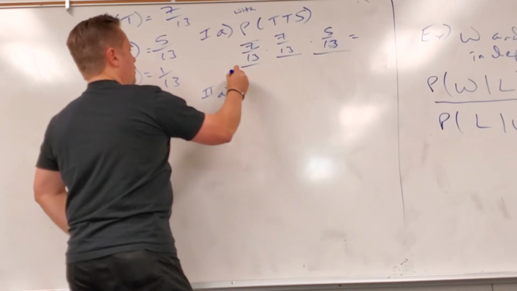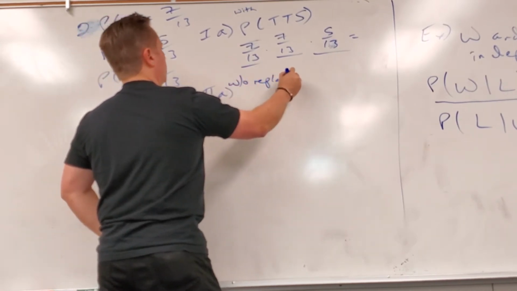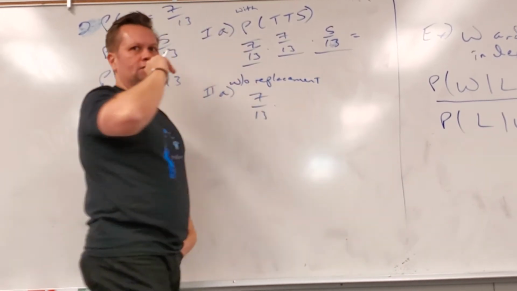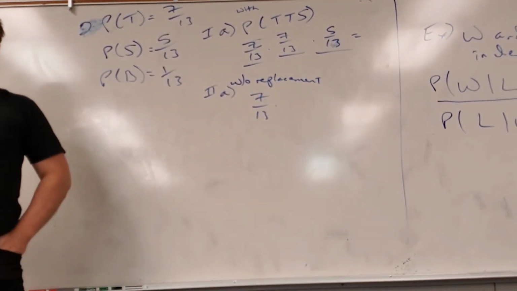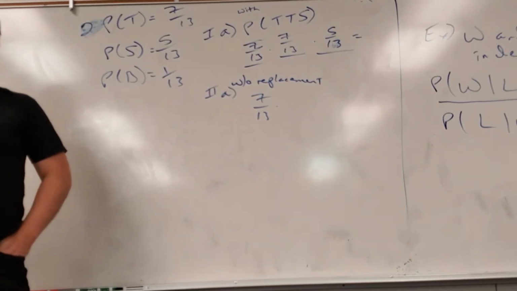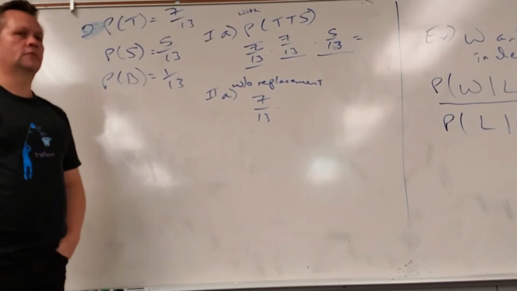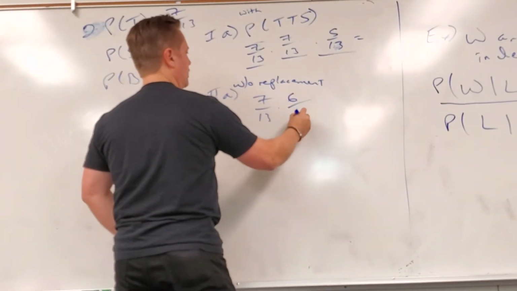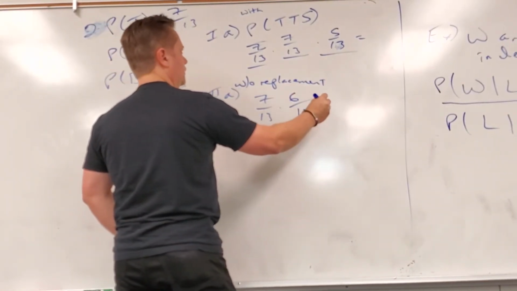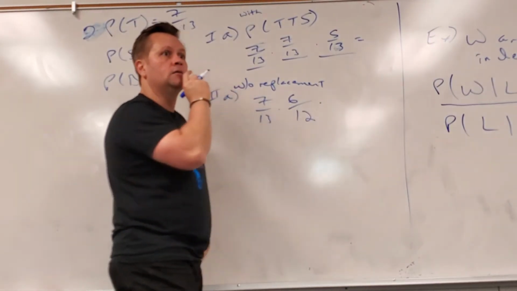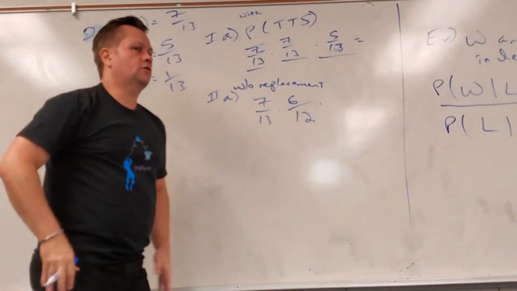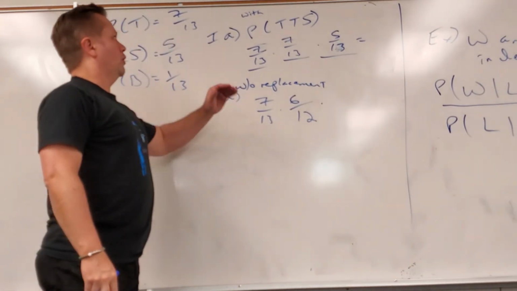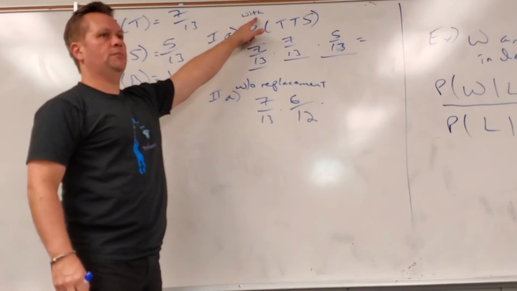Well, how's this going to change when I do it without replacement? The first one is a Twix. It's still 7 out of 13, and then I eat it. And then I reach back in and probably get another Twix. Careful. I just ate a Twix, so there's only 6 Twix left out of 12. We're going to change the one on the last one.